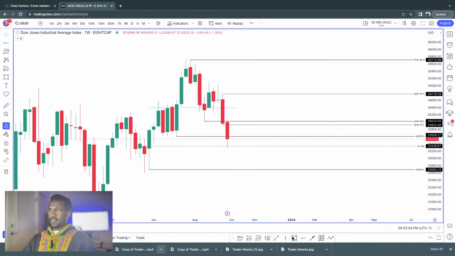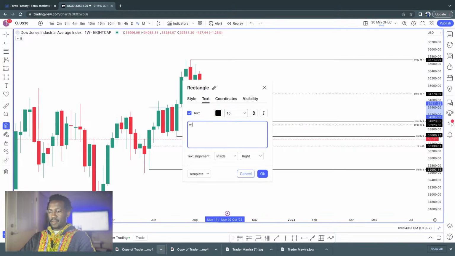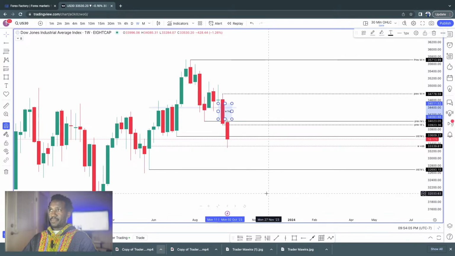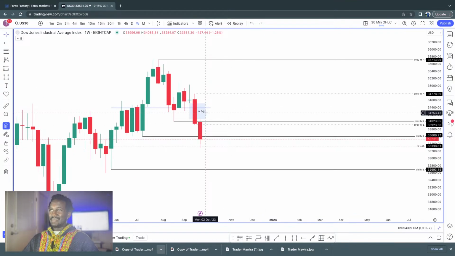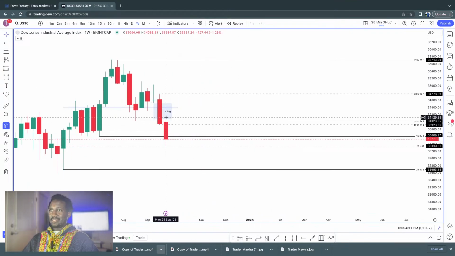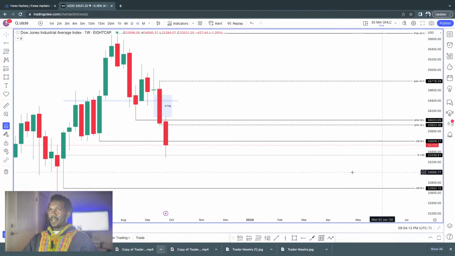And we can also have this denoted right there, and we can just call that a weekly fair value gap. And a weekly fair value gap right there is just a gap, or you can name it whatever you want, but it's an imbalance where it's not balanced, right?